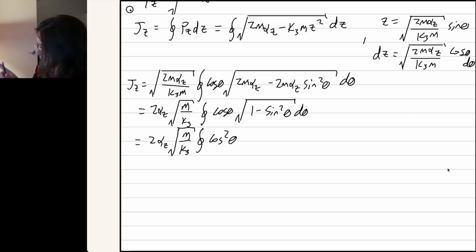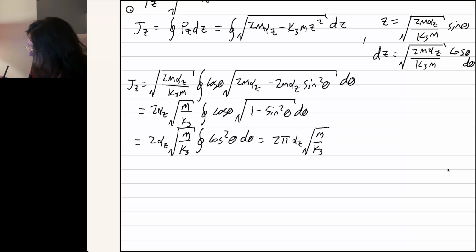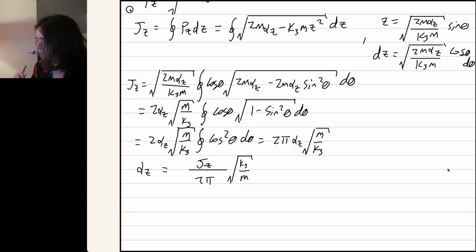That's a really gross d. So that's a trivial integral. That's 2 pi alpha z root m over k3. We can go ahead and solve for alpha z in terms of the action, which is going to be Jz over 2 pi times the square root of k3 over m. All right, nothing too difficult there as compared to our previous problems. This is when it starts getting weird.